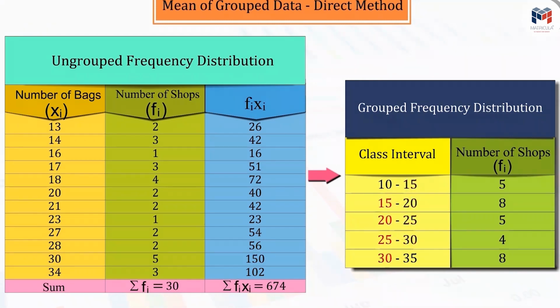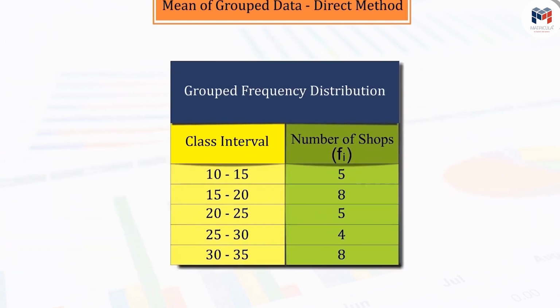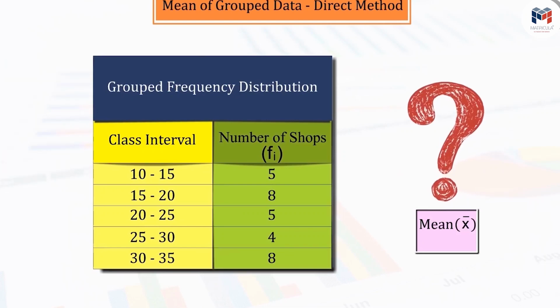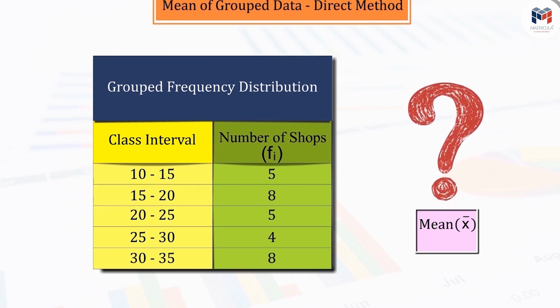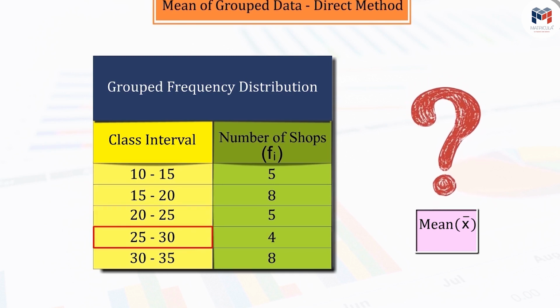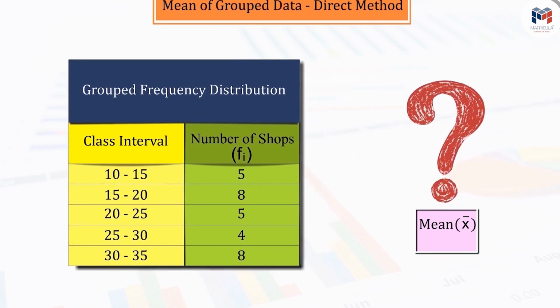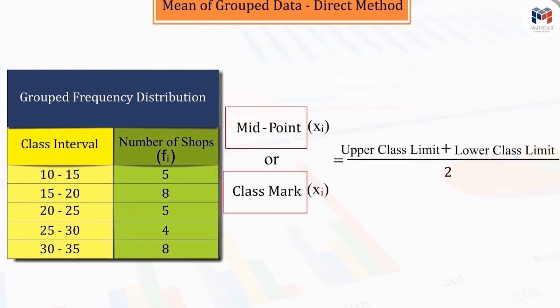We can tell that in the class interval 10 to 15, there will be 5 shops. In 15 to 20, there will be 8 shops. And in the last interval of 30 to 35, there will be 8 shops. And on this basis, we construct a grouped frequency table. Since we have to find the mean with the help of this data, we will need a point that will represent each class interval. Therefore, we can consider the midpoint or the class mark of each class interval as its representative, which is represented by xi.